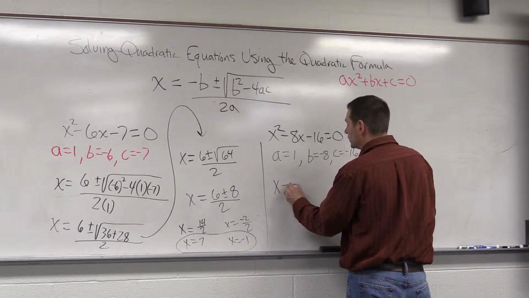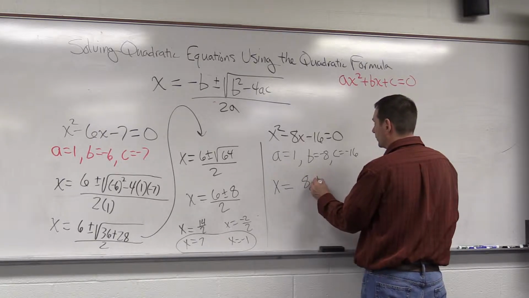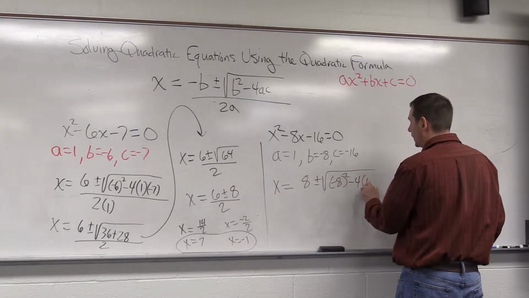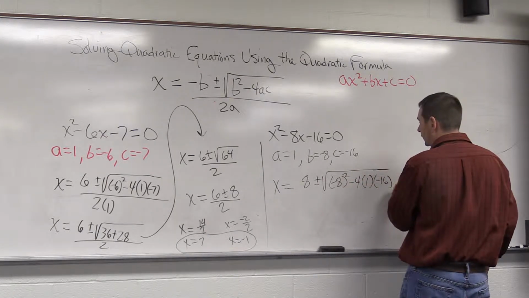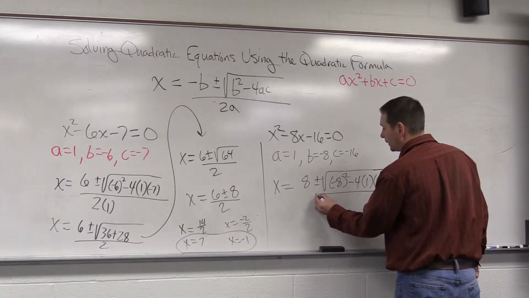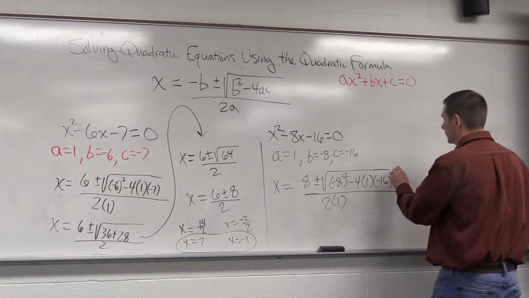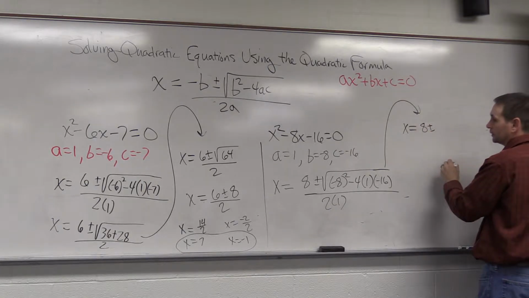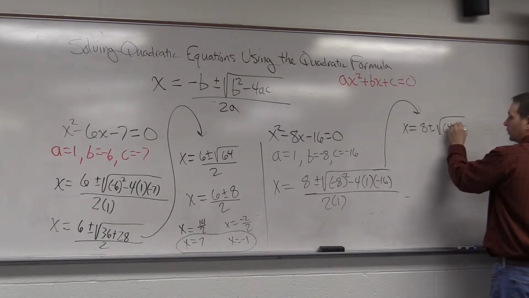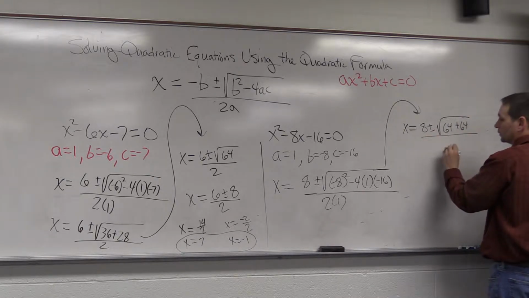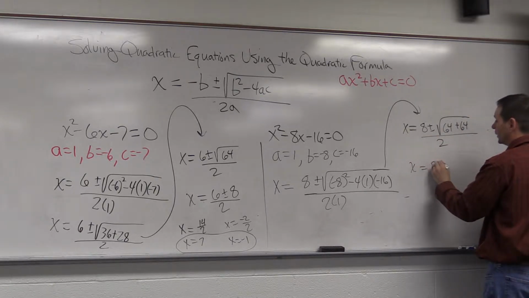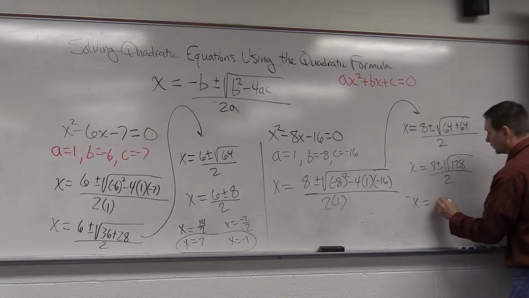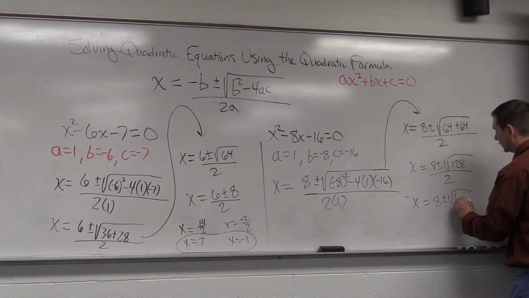Now I'm going to just say x is equal to negative b, which is positive 8 in this case, plus or minus the square root of b squared minus 4ac, all over 2a. So let's simplify this thing down. I get 8 plus or minus the square root of 64 plus 64, looks like, all over 2. So x will equal 8 plus or minus the square root of 128, or 64 times 2.